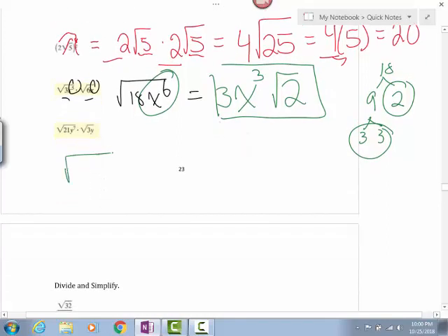So the first thing I'm going to do, I'll multiply my numbers on the inside. So 21 times 3 should give me 63. Y to the 8th. Okay.